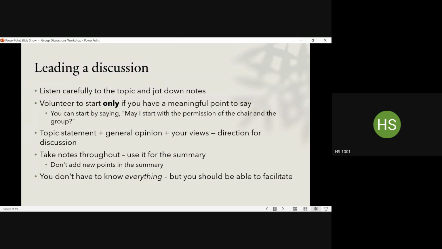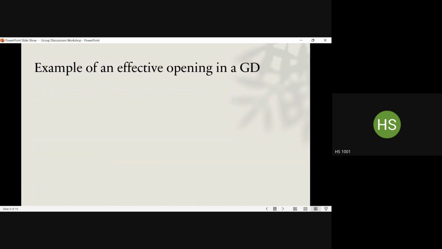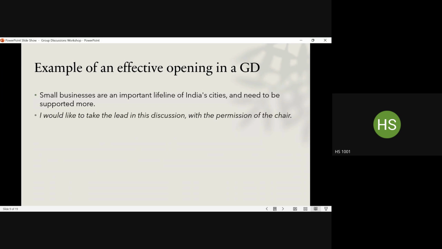And it is very important to remember you don't have to know everything. You don't have to be a know it all. You just should be willing to facilitate the discussion. This opening door business, that is what is known as facilitating the discussion. Here is an example of an effective opening in a group discussion. This is our topic. Small businesses are an important lifeline of India's cities and need to be supported more. I would like to take the lead in this discussion with the permission of the chair and my group.